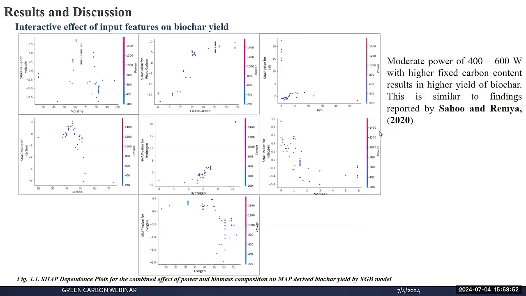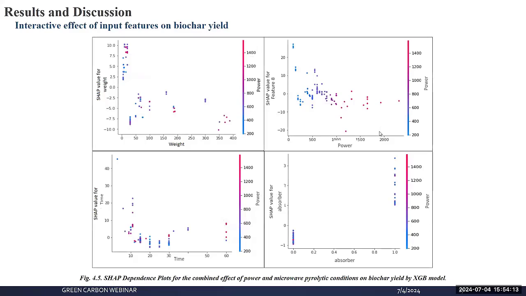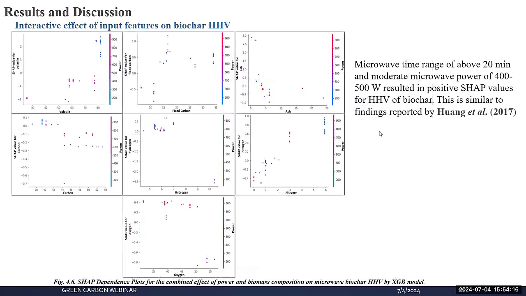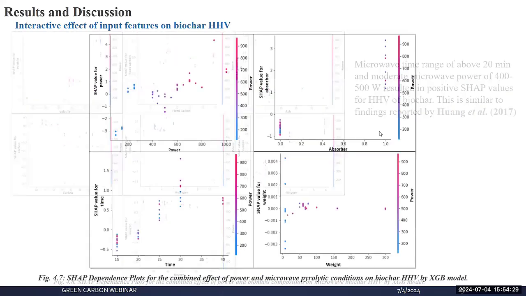So with this machine learning method, extreme gradient boosting, and keeping the microwave power constant, we have analyzed the interactive effects of other factors through a SHAP plot. From this SHAP plot, we understood that a moderate power of 400 to 600 watt with higher fixed carbon content results in higher yield of biochar. Similarly, we have also analyzed the interactive effects for the HHV, where the microwave time of about 20 minutes and moderate microwave power of 400 to 500 watt result in positive SHAP values, which means these conditions will result in higher HHV of biochar.